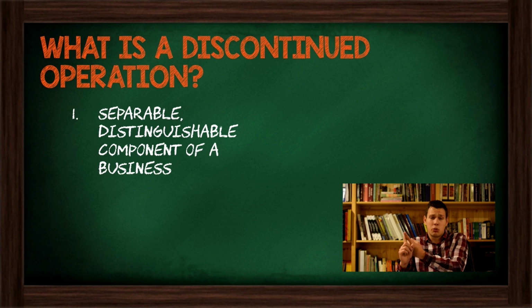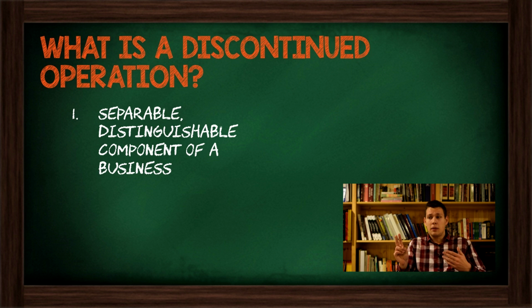So Loblaws decides to close all the Real Canadian Superstores, and then they're actively seeking buyers to purchase their buildings, their infrastructure, their assets, the rest of their inventory. They're looking for buyers. They're reasonably priced, right? So if this were to happen in 2016, then this is what we would call a discontinued operation, because Real Canadian Superstore, right, satisfies the first criteria. It's distinguishable from Loblaws quite clearly, right? It's its own separate subsidiary.